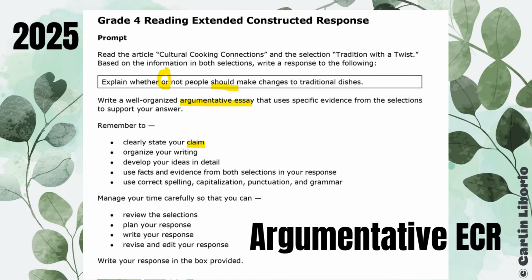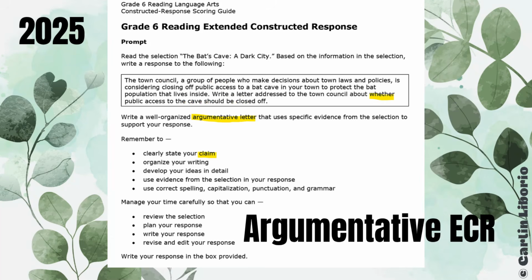This one was recent, 2025. It has the word "or," it has "should," it has the word "not," and it has claim in that first bullet point. And this one uses argumentative essay. This one is sixth grade, 2025. Argumentative letter; a letter is only sixth grade and up. And this one was really tricky because it doesn't say "or," it doesn't give them a choice. The only clue word that gives them the choice is the word "whether." But it does say argumentative letter and it does say claim.